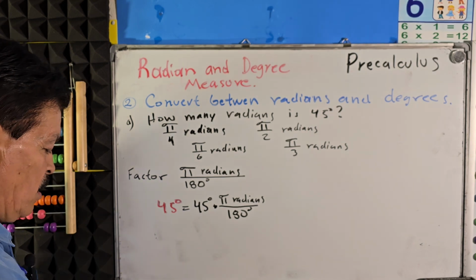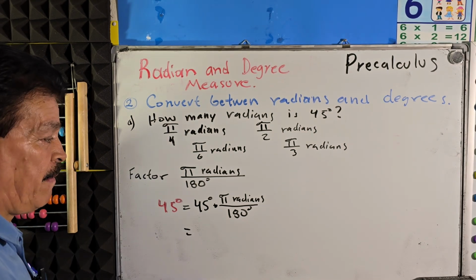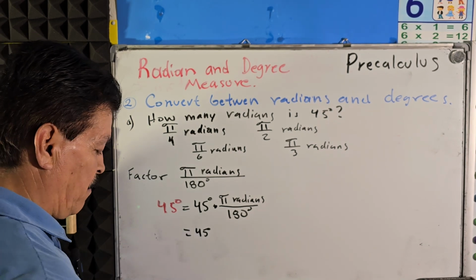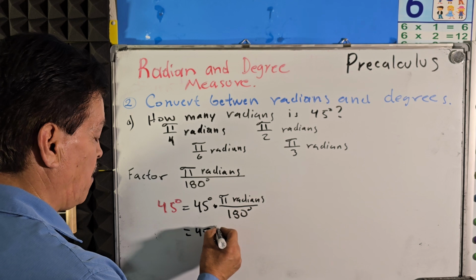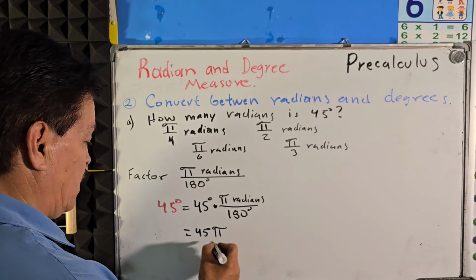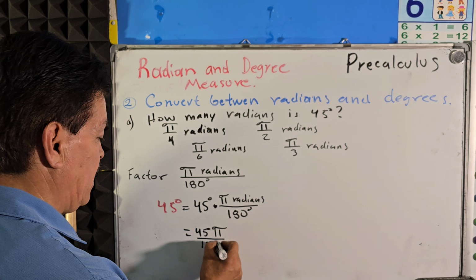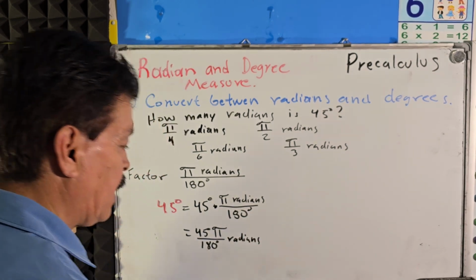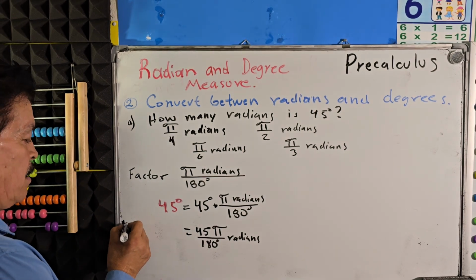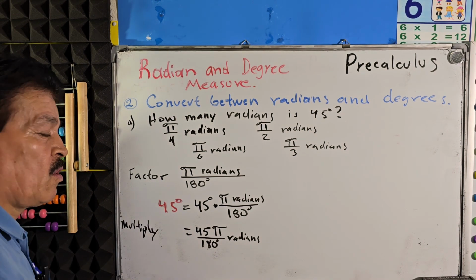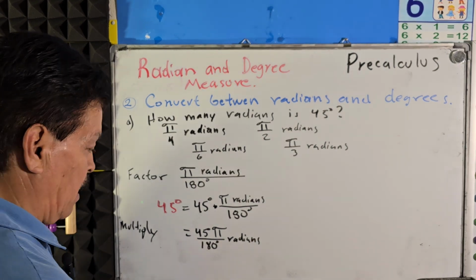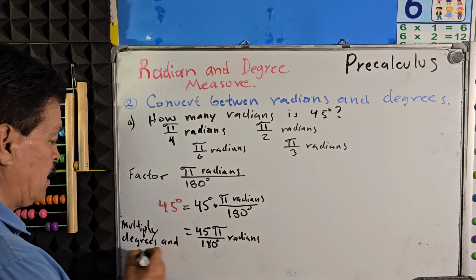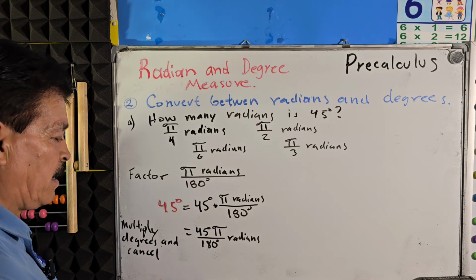Okay, so you multiply this, and when you multiply this, we have 45 degrees times pi radians divided by 180 degrees. So this step is multiply. That was step number 1. Degrees cancel. All right, that was this step.